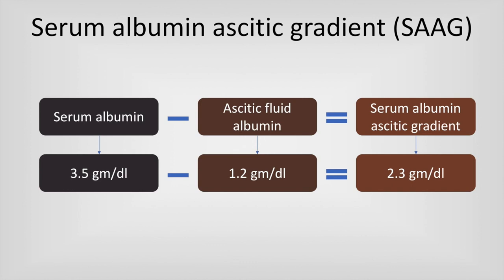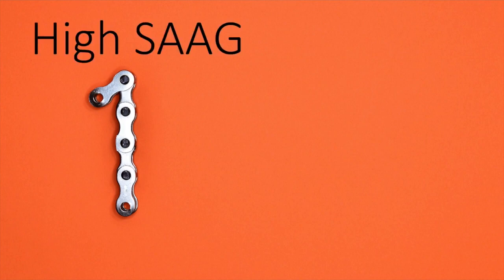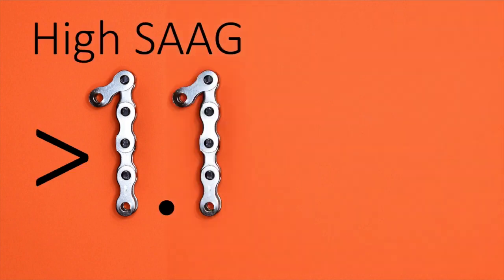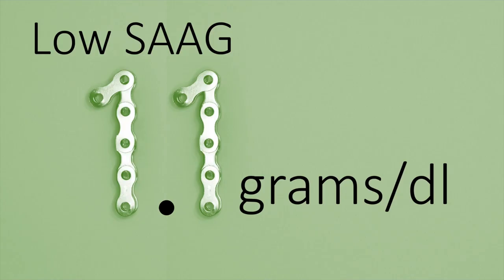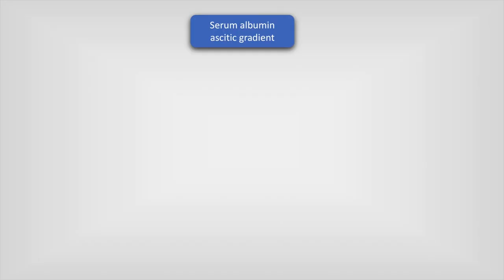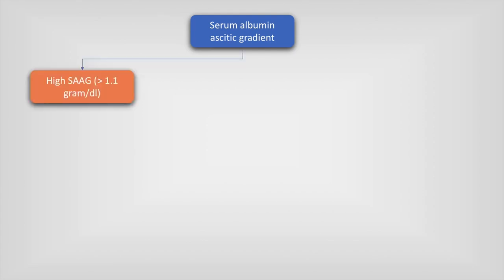The utility of serum albumin ascitic gradient or SAG is that any patient who has a serum albumin ascitic gradient of more than 1.1 grams per deciliter is classified as having high SAG ascites, a term which is synonymous with portal hypertension. On the other hand, patients who have a SAG of less than 1.1 grams per deciliter are said to have low SAG. The serum albumin ascitic gradient is a key concept in the understanding, evaluation, and management of patients with ascites. As already discussed, high SAG is defined as more than 1.1 grams per deciliter.